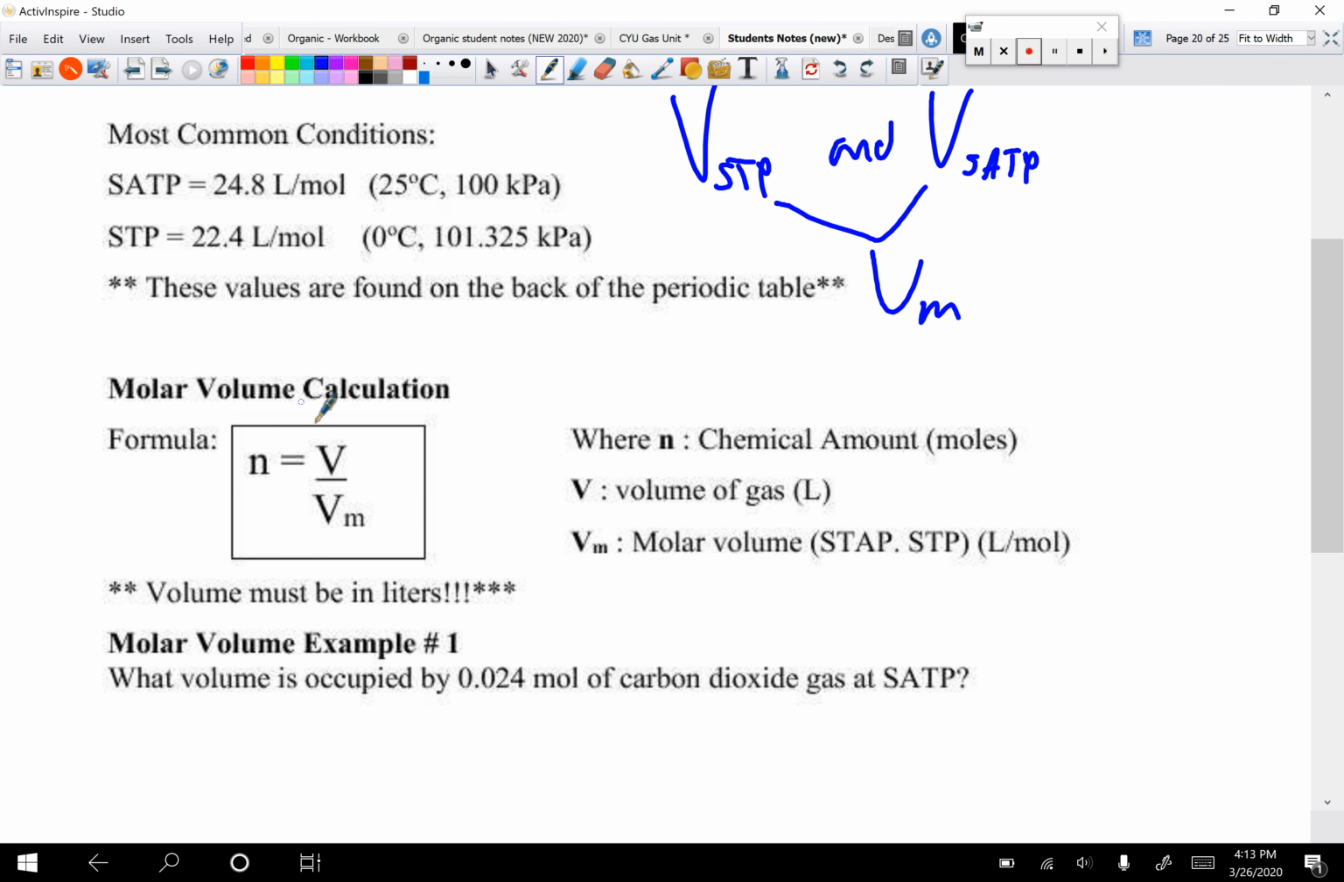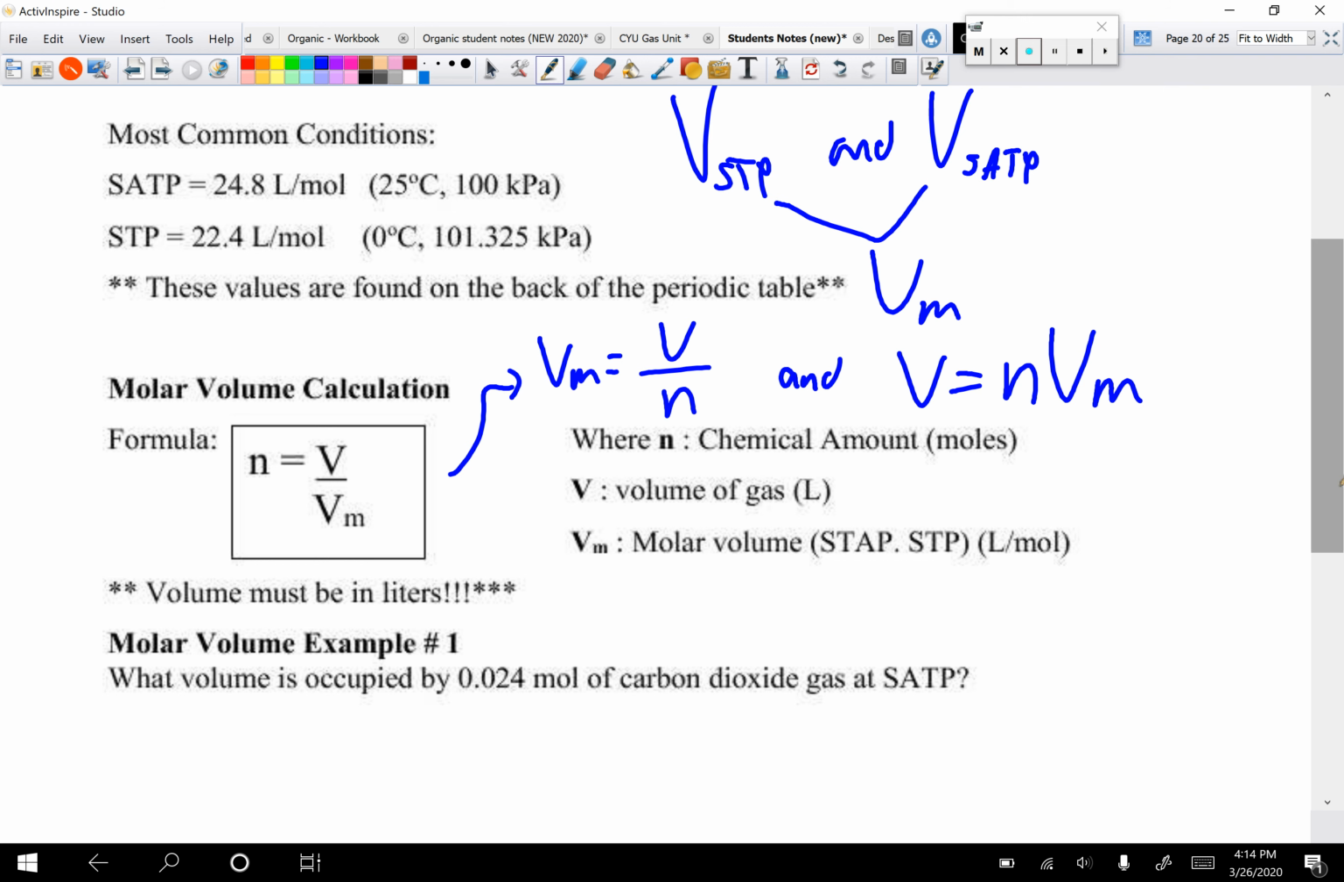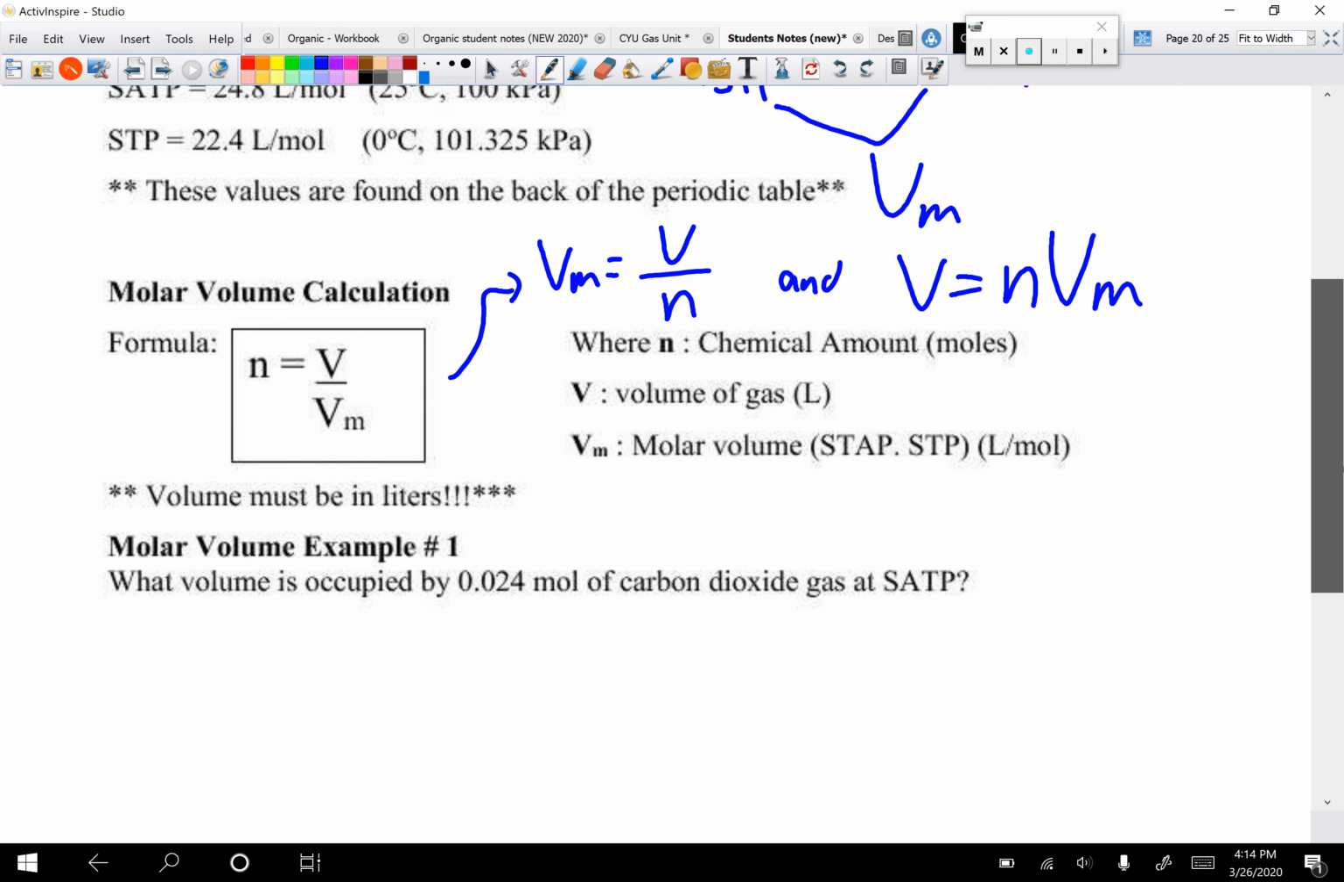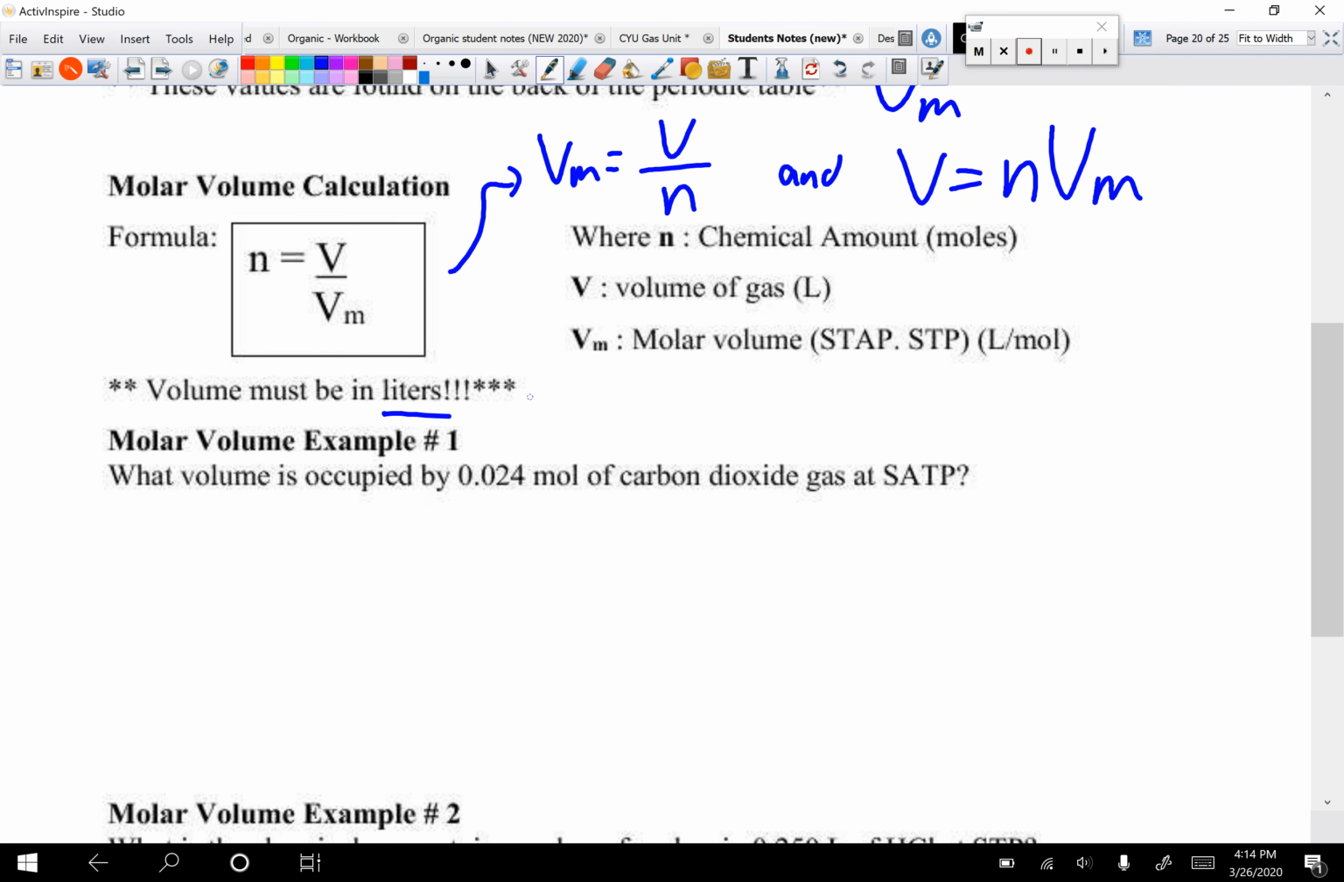So our formula for volume calculation, we got N is equal to V over Vm. And then, of course, we can rearrange this because we looked at rearranging before. We can solve for Vm. Vm is equal to V over N. And if we want to solve for V, V is equal to N Vm. So that's those rearranged. Of course, we can use dimensional analysis as well. And volume must be in liters.